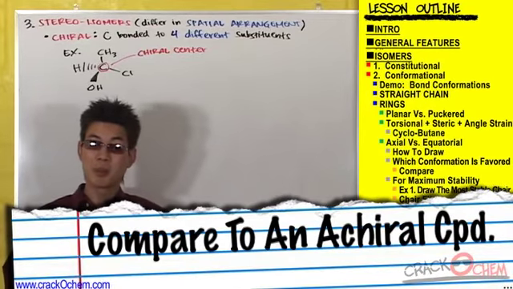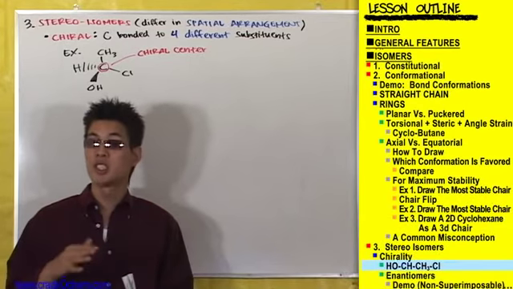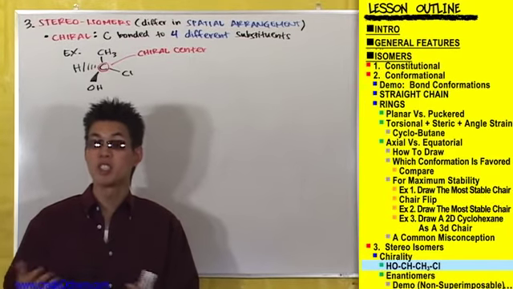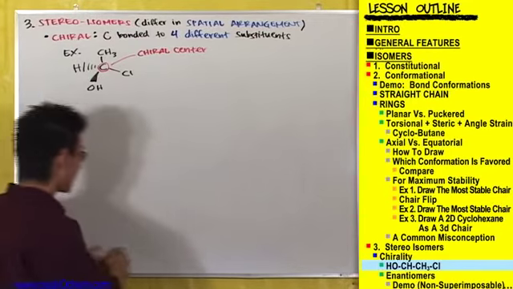Okay, and just for the sake of comparison, let's go ahead and draw up a non-chiral compound, also known as an achiral compound, a compound that doesn't have a carbon surrounded by 4 different substituents. And this would look something like this.